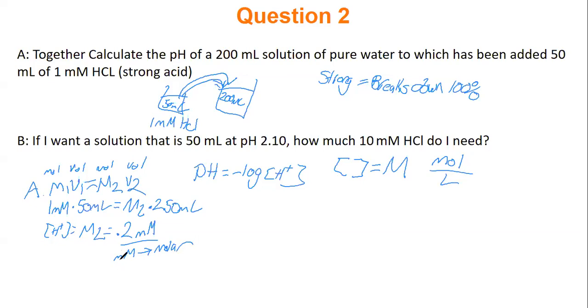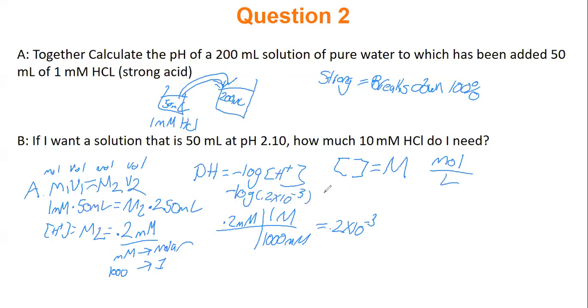And that conversion is milli, if you remember from, again, Gen Chem. There are 1,000 millimolar in one molar. So all I do is I take my 0.2, divide by 1,000. 0.2 divided by 1,000 is 0.2 times 10 to the minus 3. Okay? Then in your calculator, you type in minus sign log 0.2 times 10 to the minus 3. pH is 3.7.